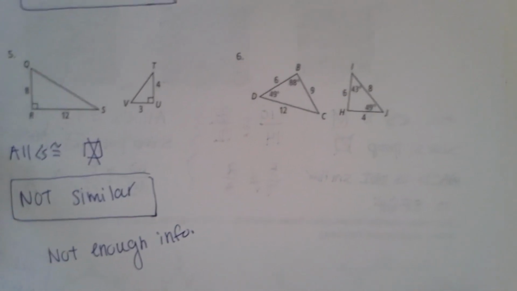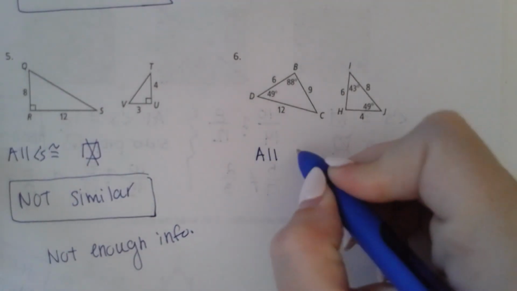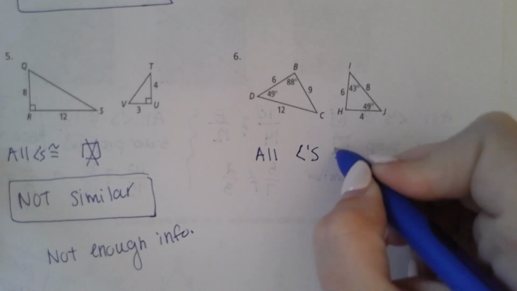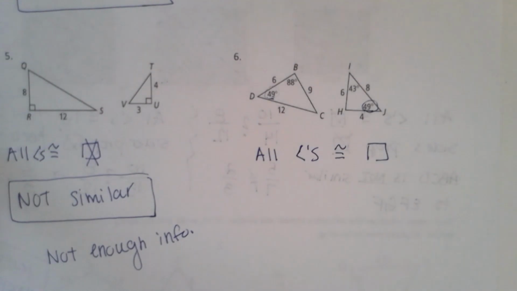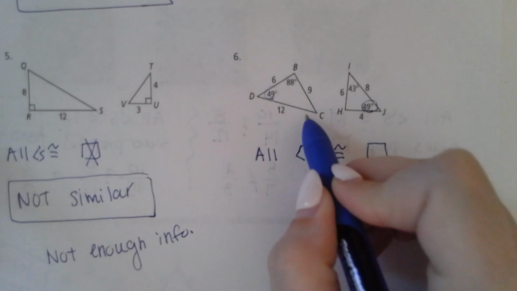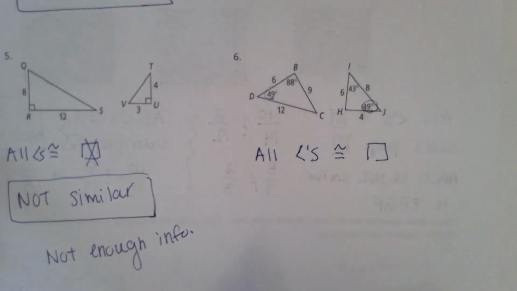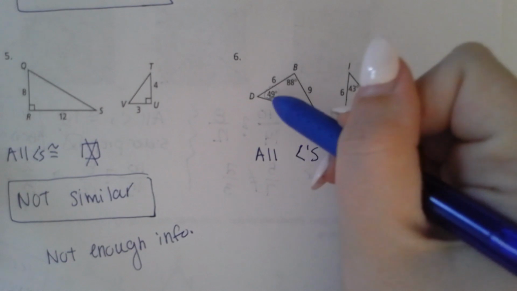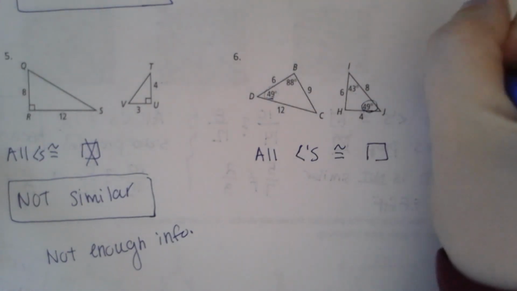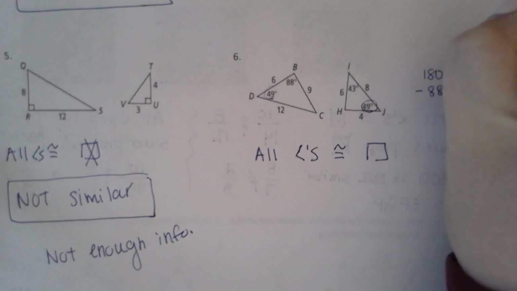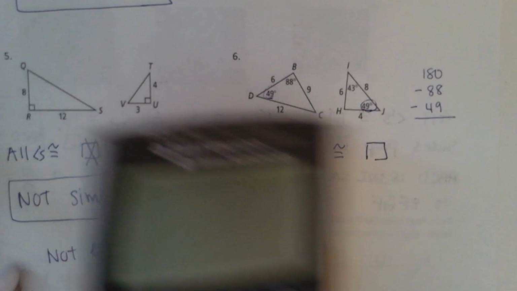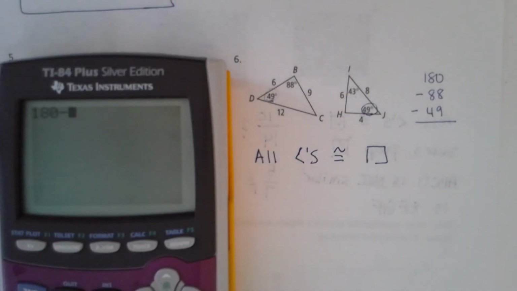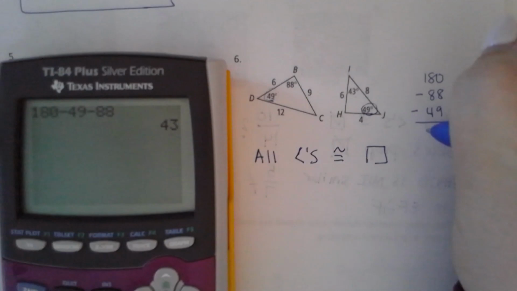Okay, number 6. First thing we ought to do, make sure all angles are equal. Well, 49 matches with 49, so that's one angle. Now 88 doesn't match with 43, but I don't know angle C. So maybe angle C matches with 43. In order to figure that out, don't we know that triangles add up to 180? So we're going to do 180 minus 49 minus 88, and that gives me 43.